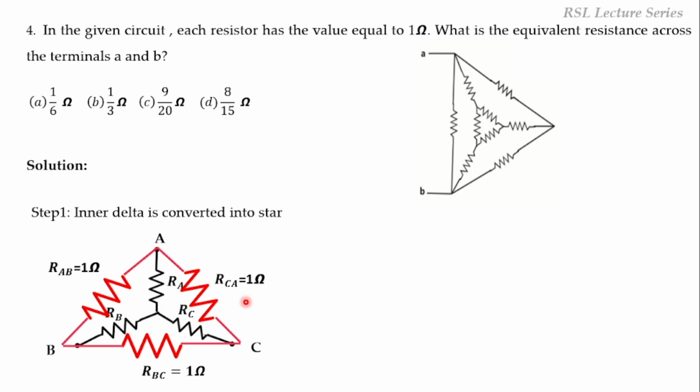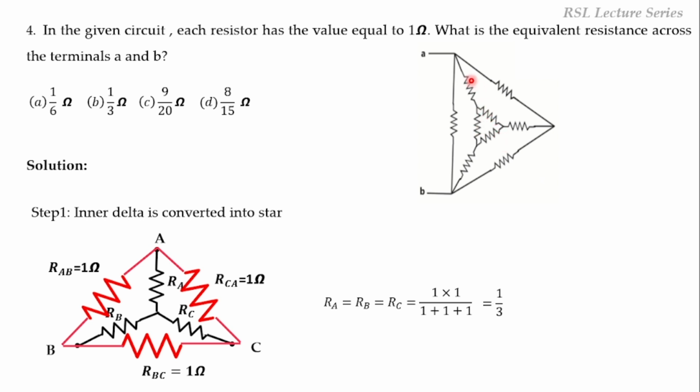So now we are going to convert them into star, RA, RB, and RC. If you want to find out RA, then we have to multiply the adjacent values, 1 into 1, divided by the sum of all these three, 1 plus 1 plus 1. Here all are of the same value, so RA is equal to RB is equal to RC. That will be equal to 1 into 1 divided by 1 plus 1 plus 1, so this will be equal to 1 by 3. Now we have converted this delta into a star equivalent.